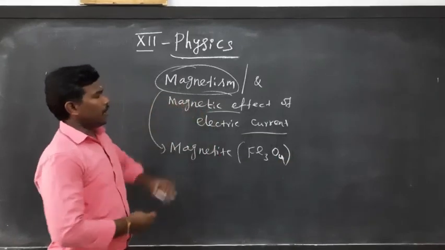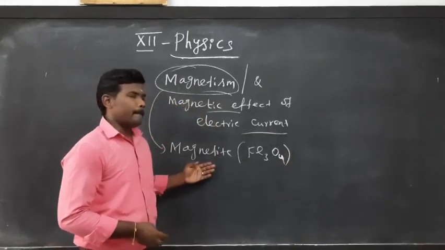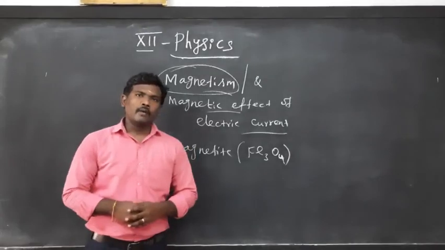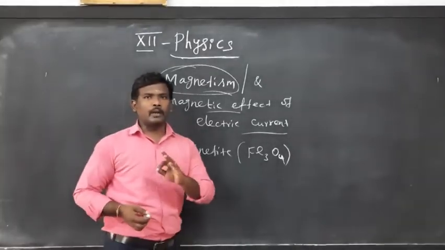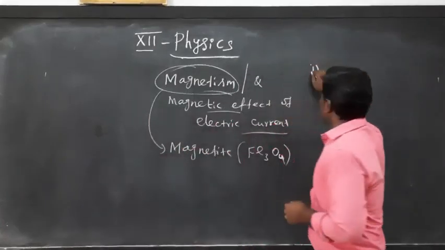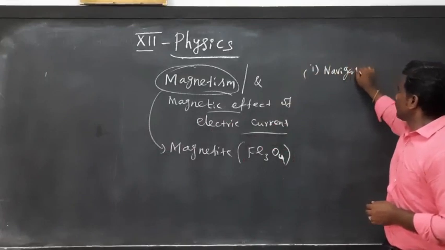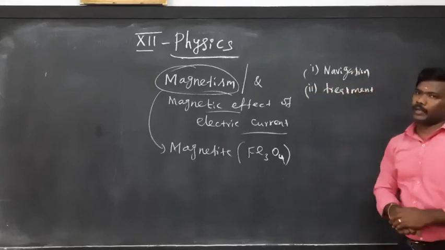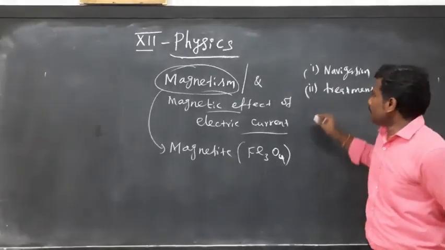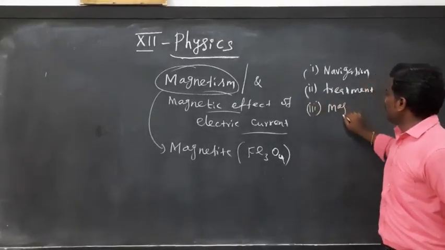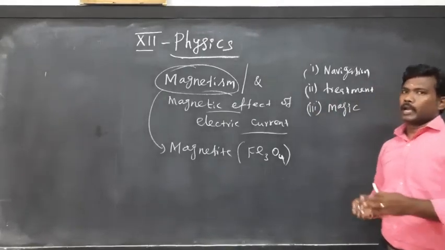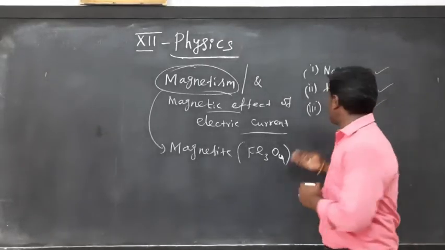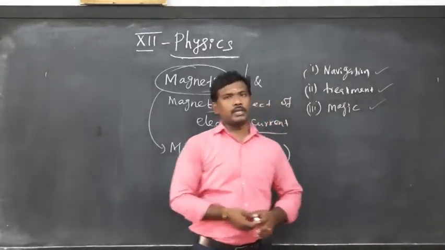and the formula for this is Fe3O4. In olden days, the magnet was used for only about three uses. The first use was for navigation, the second was for therapy treatment, and the third was in magic shows. Okay, so for those three purposes, in olden days we mostly used the magnet.